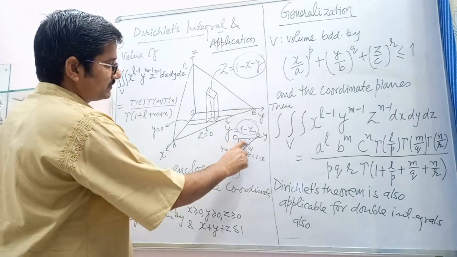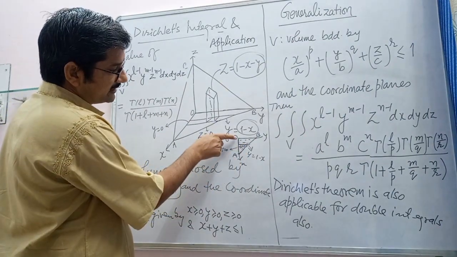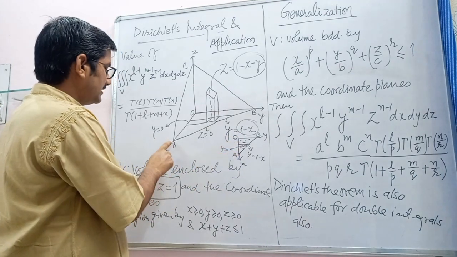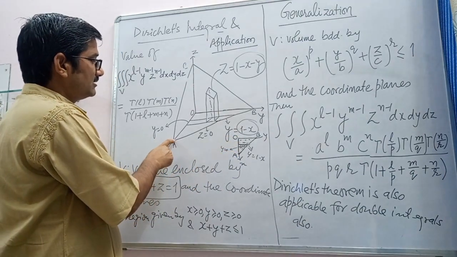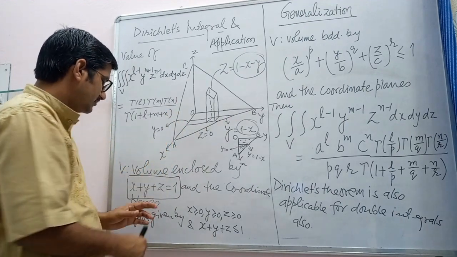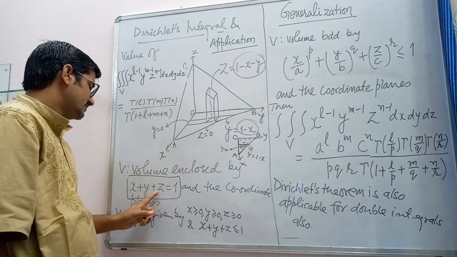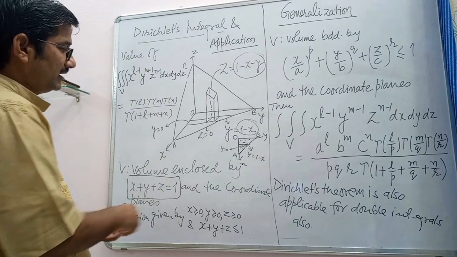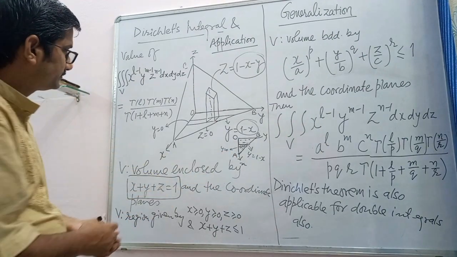Because this strip is perpendicular to the x-axis, the limits of x will be constants. x will be from 0 to 1, because this is the point of intersection of this plane with the x-axis. So you can put z and y equal to 0, and you will get x is equal to 1 here, sorry, not a.